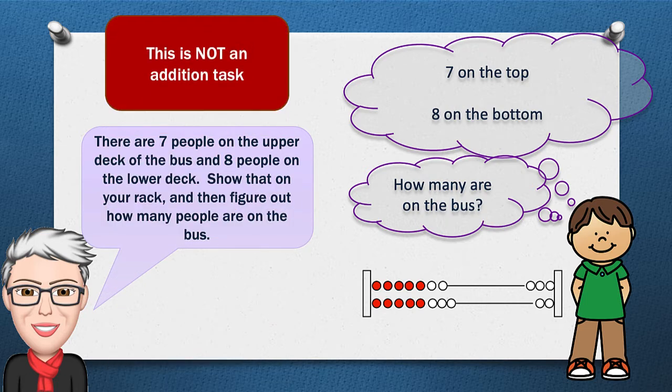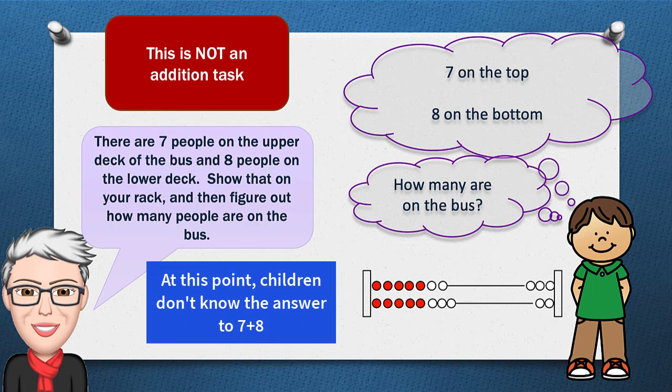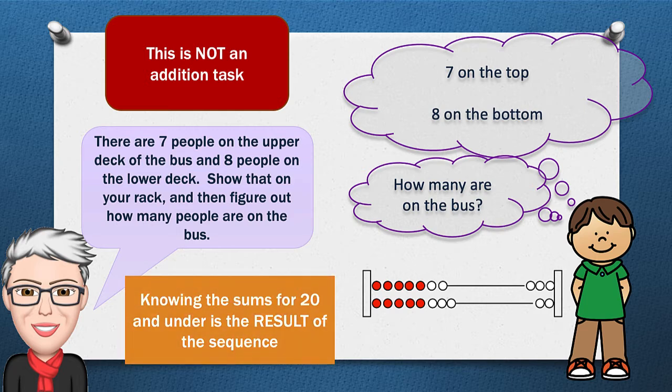Now, I want to be sure to clarify that this is not intended as an addition task. We do not expect that children will think, what's 7 plus 8? And it is important that the teacher not think of this as posing an addition task. At this point, children do not know what 7 plus 8 is. In fact, knowing sums such as this is the result of this entire sequence. That's the main purpose of part 2 of the sequence.